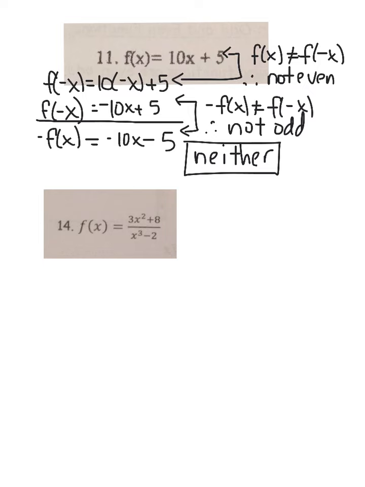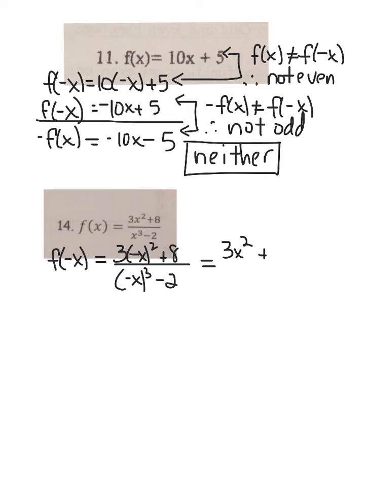Okay, so number 14, we're still going to do the same thing. It's just a little bit different with the fraction, but it's not a huge issue. So let's start with the same thing again, where we're going to put a negative x everywhere we see an x. So I see 3x squared, so I'm going to make that 3 times negative x, that quantity squared, plus 8. Okay, and then in the denominator, I'm going to put negative x, I'm going to cube that, minus 2. Okay, I have the room, so I'm going to work my way over this way. Now, if I negate an x and square that, that's going to be positive 3x squared plus 8.